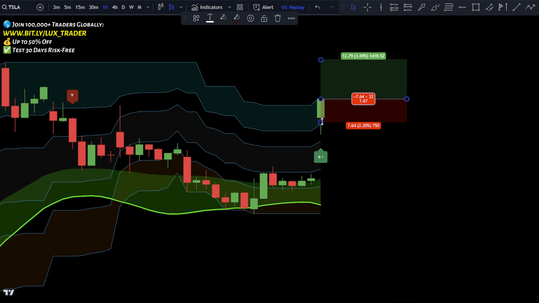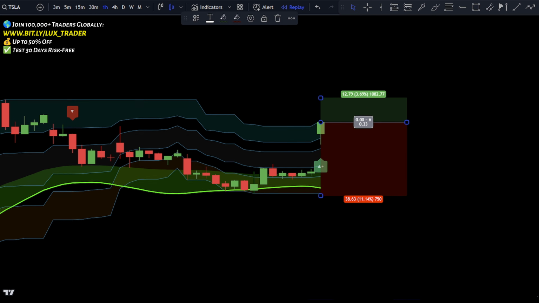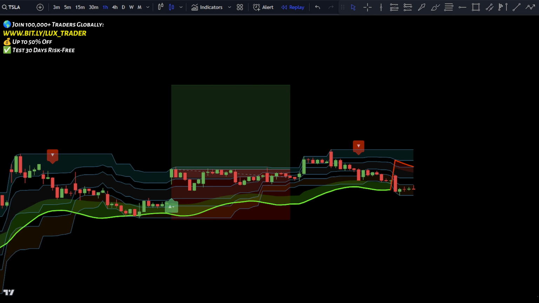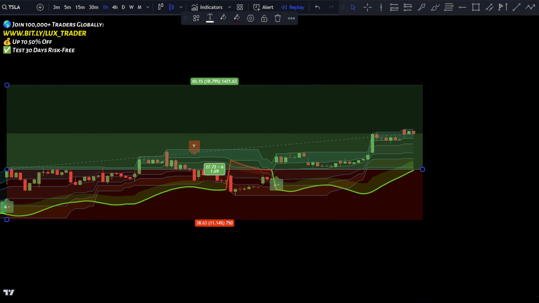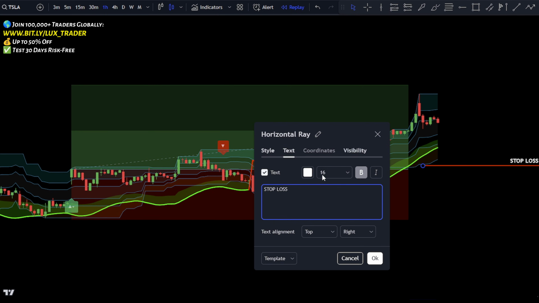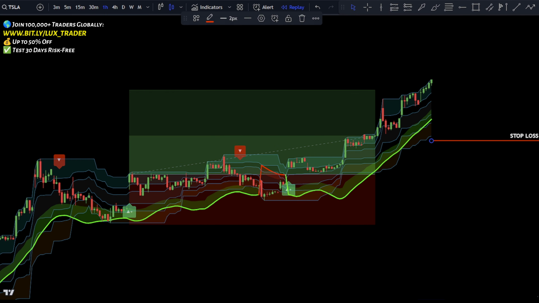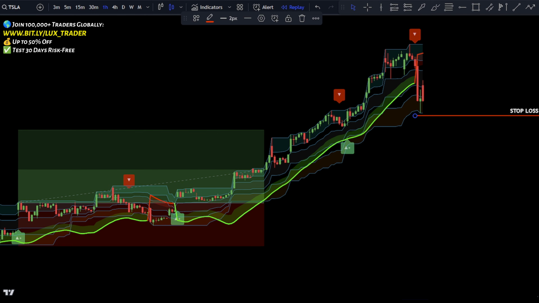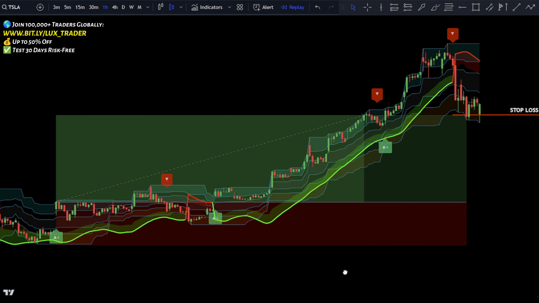Set your stop loss just below the lowest Fibonacci zone. For profit taking, we'll focus on maximizing profits instead of using a fixed risk-to-reward ratio. Use a dynamic approach by adjusting your stop loss as the Fibonacci zones shift higher. Keep trailing your stop loss a few ticks below the zones to capture as much profit as possible, continuing this process until the trade is stopped out.